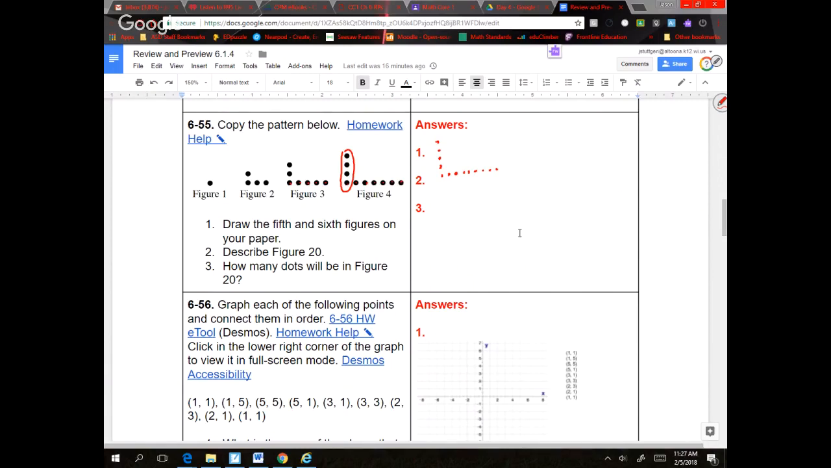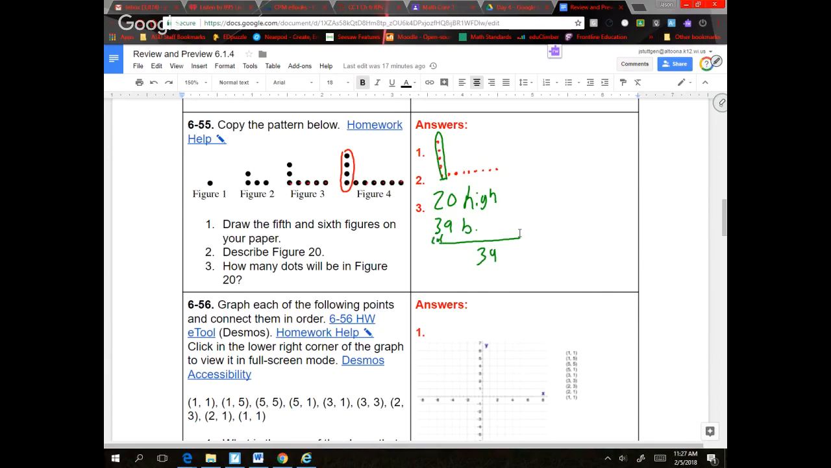Describe figure 20. Well, I know figure 20 will be 20 high, because if you notice the height right here is whatever the figure number is, so it has to be 20 high. The other one I'd have to guess and check a little bit. It should be 39 for the bottom. Okay, so it'd be 39 this way, and then 20 high.